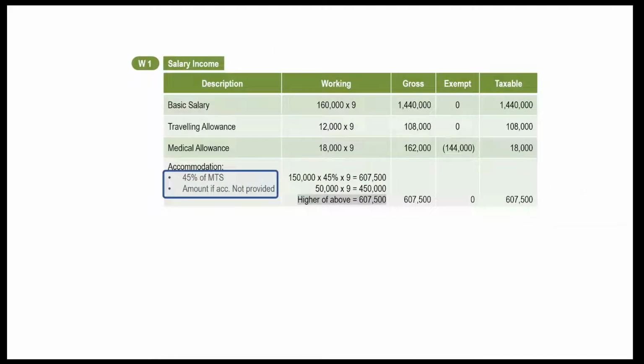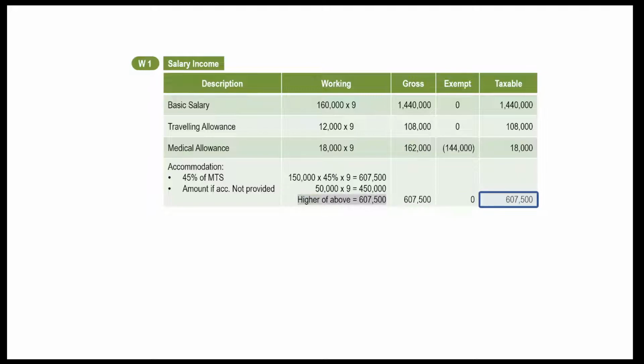45% of MTS comes to rupees 607,500. It will be computed for 9 months. Then compute amount which would have been paid if accommodation was not provided. This amount comes to rupees 450,000. The higher amount is rupees 607,500, which will be included in taxable salary income.